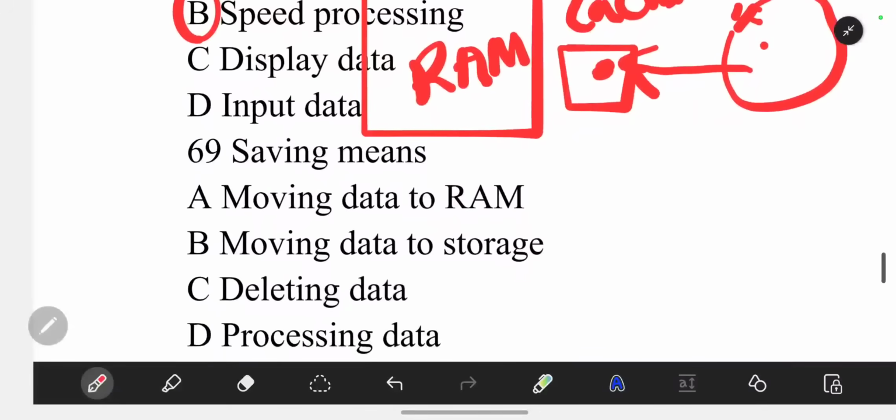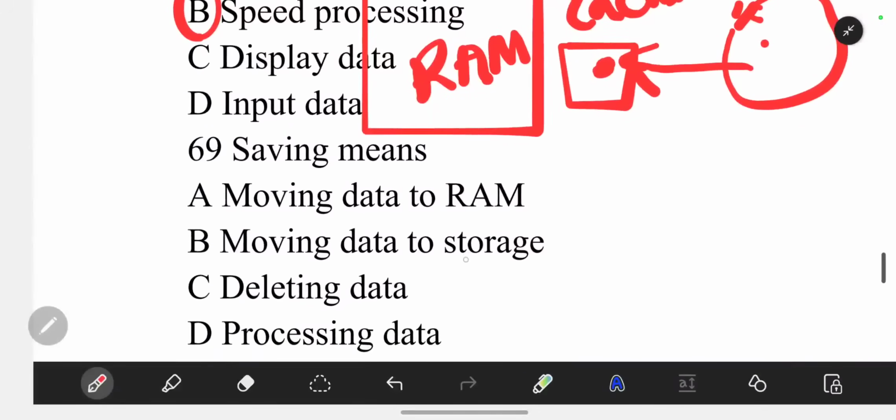Then number 7: if you are saving something, it means you are moving data to storage. That's the meaning of saving it. It means you are moving it to storage. You want it to be permanent like that. So that is what we call saving.